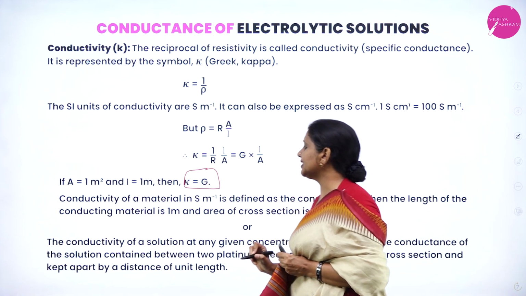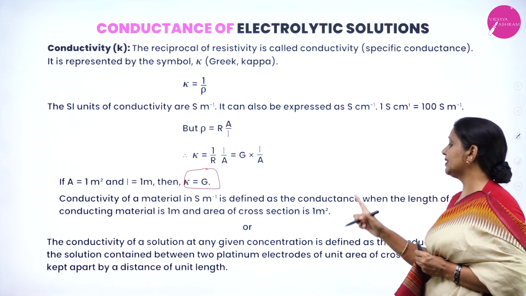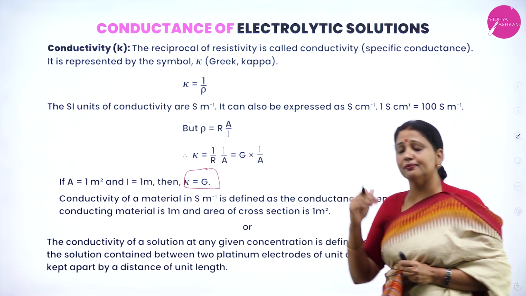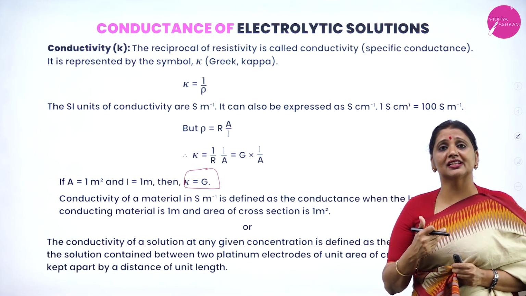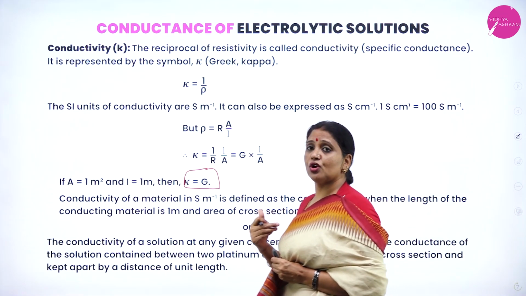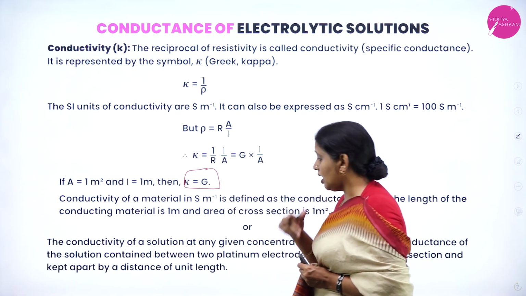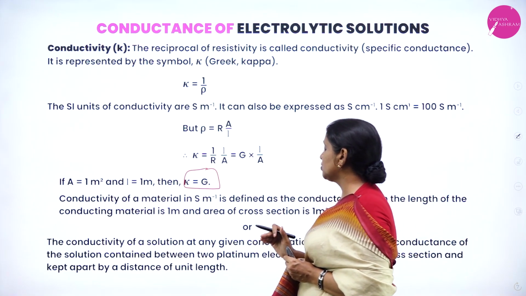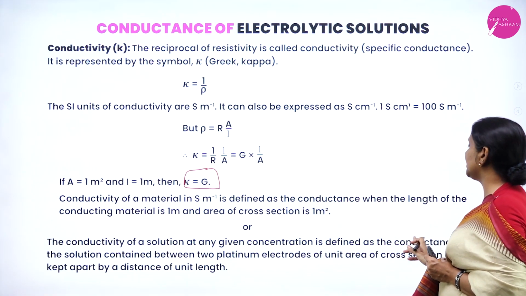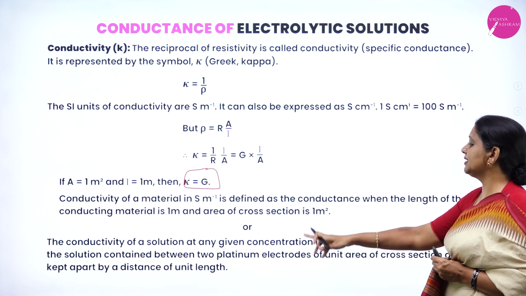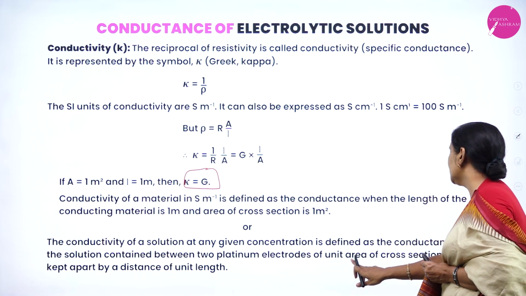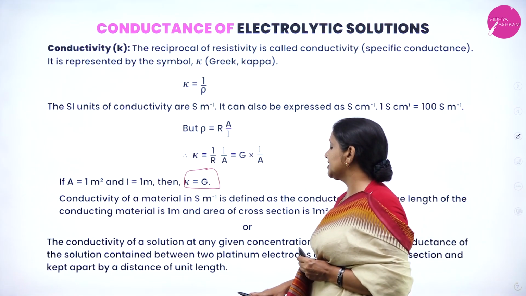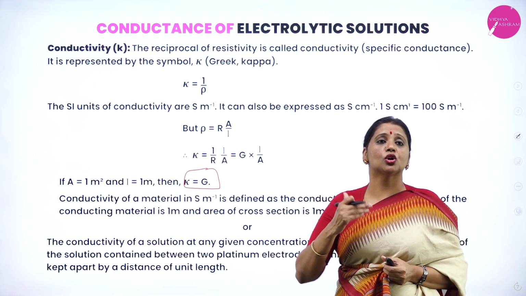Conductivity of a material in Siemens per meter is defined as the conductance when the length of the conducting material is 1 meter and its area of cross section is 1 meter square. Or, to define conductivity another way, conductivity of a solution at a given concentration is defined as the conductance of the solution contained between two platinum electrodes of unit cross section, kept apart by a distance of 1 meter, or unit length.